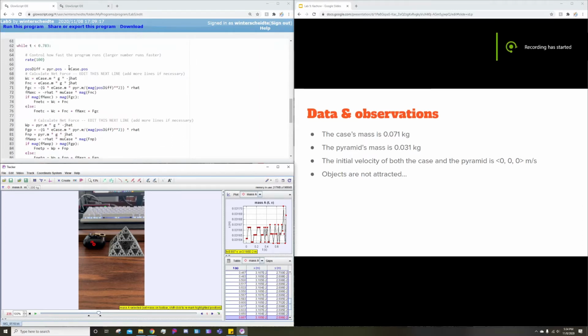In the main function loop, the first thing that we do is we determine the distance between the case and the 3D printed object, and then we find the net force by calculating the weight force, the normal force, the gravitational force between the two objects, and then the maximum static friction that could occur.